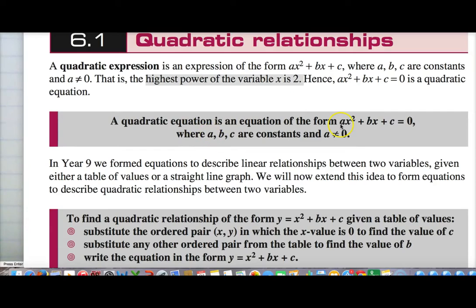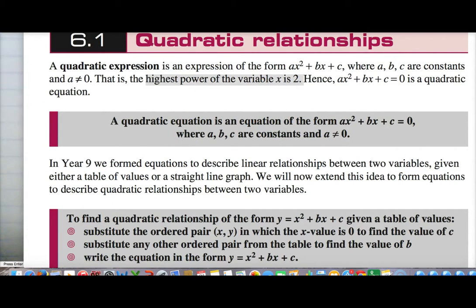A, B, C are constants, they're just numbers. So it might be 2x squared plus 3x minus 5 equals 0. They tend to be whole numbers as well, positive or negative. B and C could be 0, but A cannot be 0. So if it's a quadratic equation, it'll have an x squared as its highest power of x. I'm going to go back to my sheet in a minute and write down a whole heap of quadratic expressions for you.